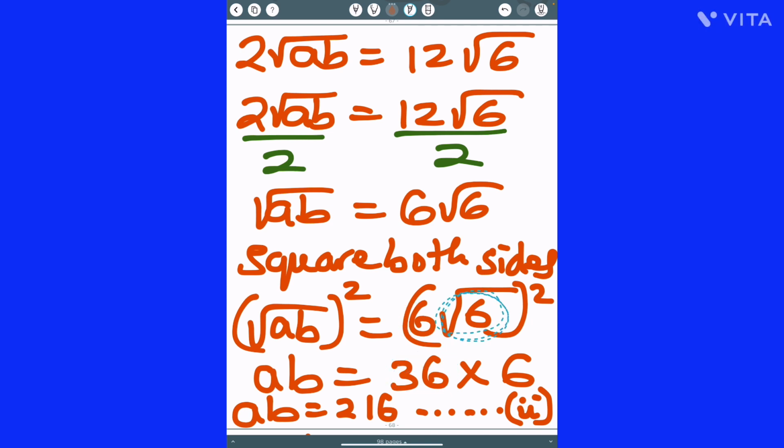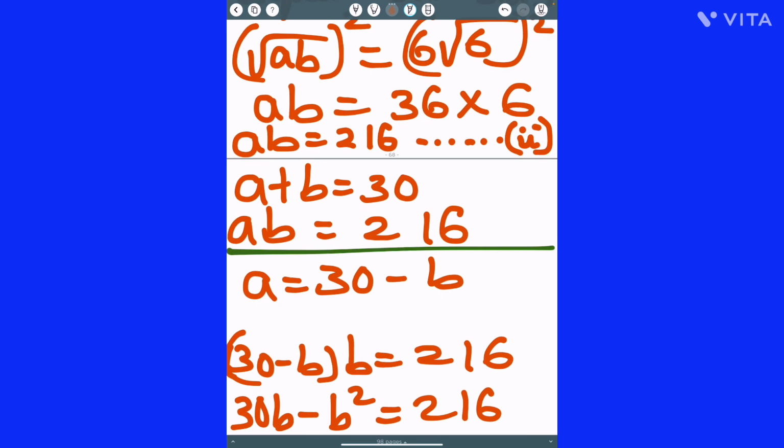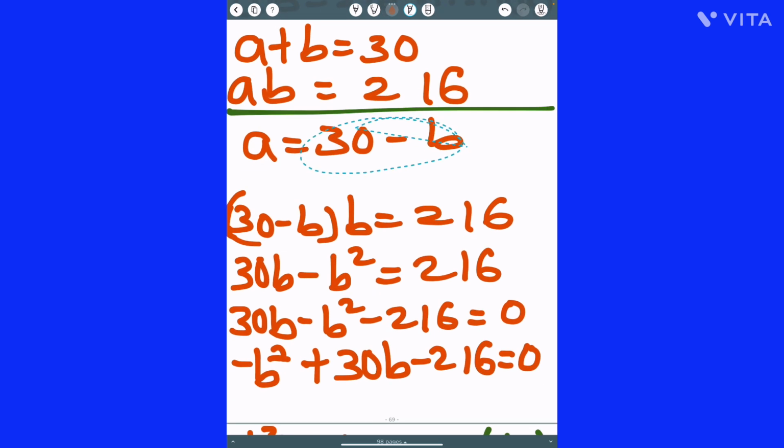Root 6 times root 6, you know how we do that. Let me quickly do it somewhere here. Root 6 times root 6 is the same thing as root 6 times 6, which is the same thing as root 36, which will give you what? 6. So take note of that. Very important. So 6 times 6, 36. Root 6 times root 6, 6. That gives you what? 216. So AB is 216.